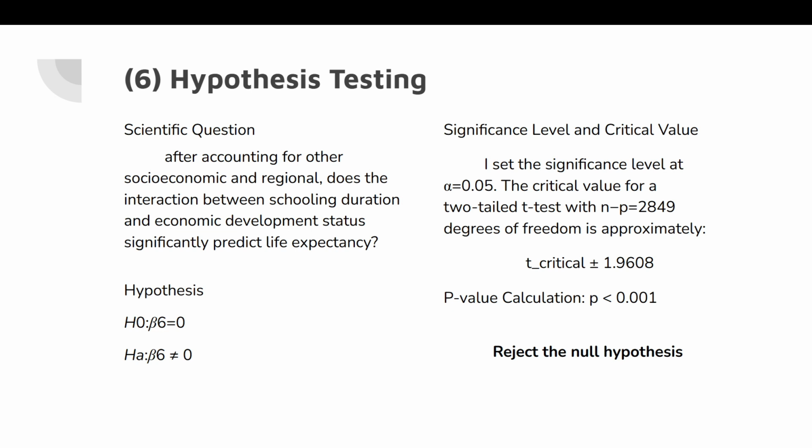Ultimately, through R analysis, I didn't put the code here because it would be too much. I found that the p-value is far below the alpha of 0.05. Therefore, we reject the null. There's strong evidence that the interaction between schooling duration and economic development status significantly predicts life expectancy.